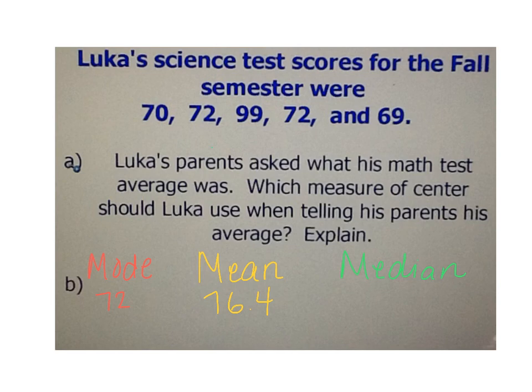And if you're calculating the median, it looks like you'd have to put these in order. 69, 70, and then 72, and 72, and finally 99, right? 1, 2, 3, 4, 5. And if I slash off the sides, my median would be 72. So which measure of center is the best in explaining his average? I guess it would be the mean in this case. And I hope your answer matches mine.